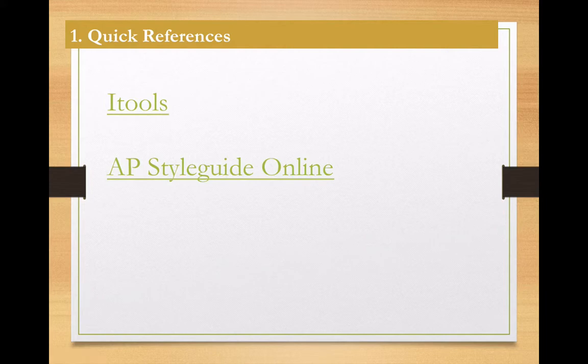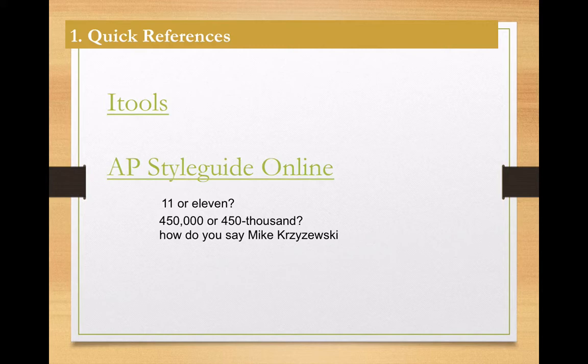The other resource here is the AP Style Guide, which is really helpful for a number of things. First of all, of course, to know your AP style. Is it 11 or spelled out? It's one way for print and web, it's another way for broadcast. How do you do numbers for broadcast? And how in the world do you say this guy's name?